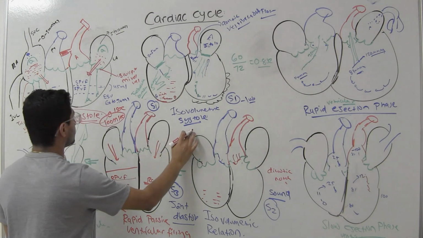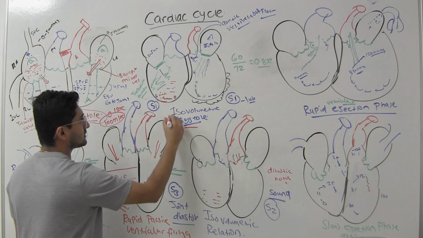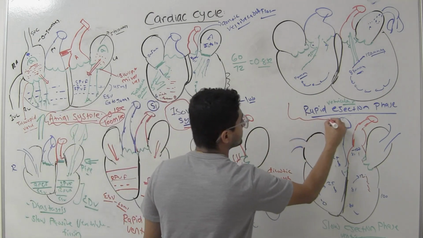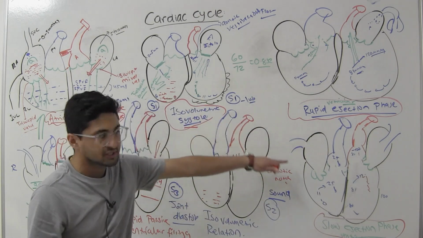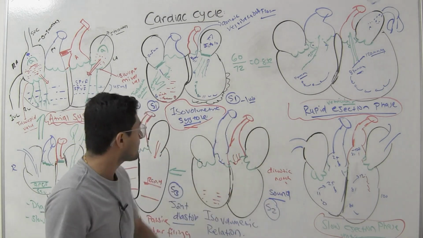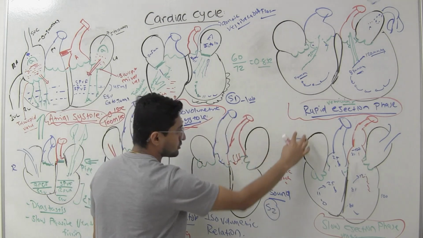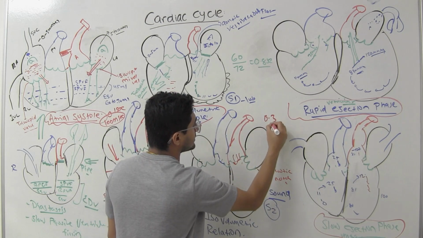Then the isovolumetric contraction phase, the rapid ejection phase, and then the slow ejection phase. These are all your ventricular systole, okay? Usually that takes about 0.1, 0.1, 0.1, so that would be 0.3 seconds.